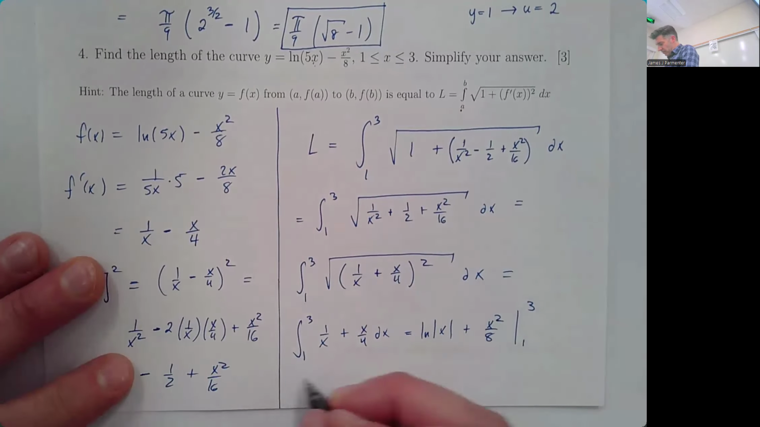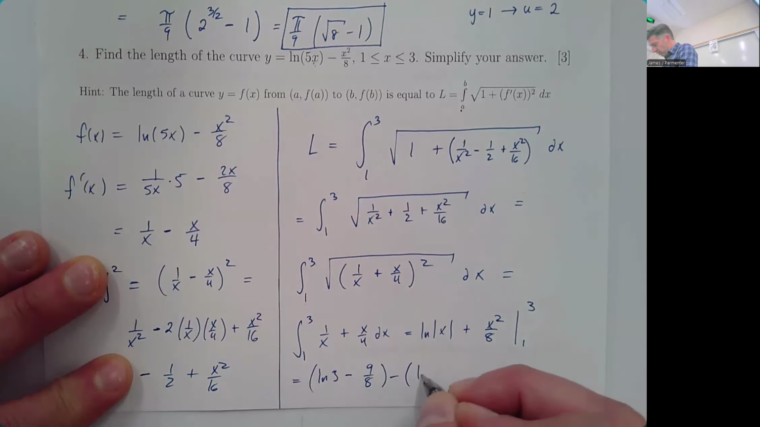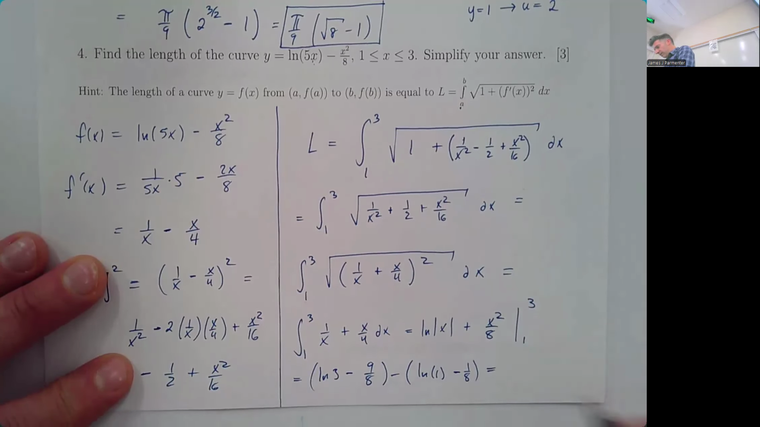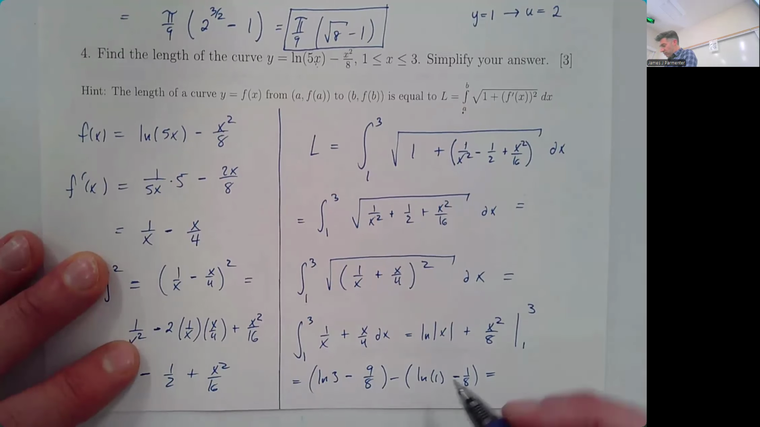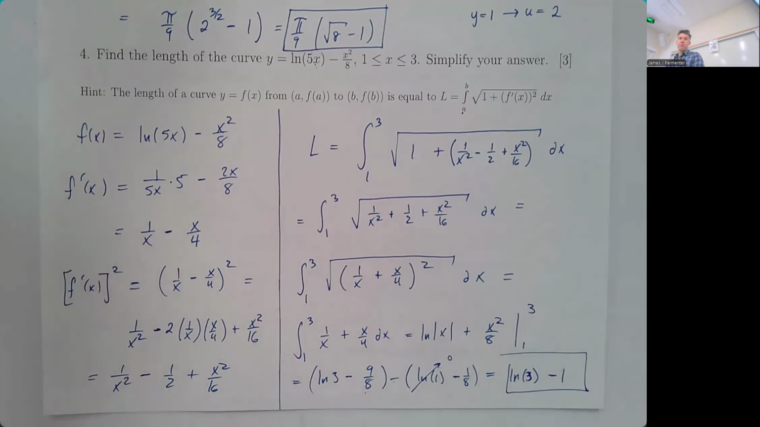And then we plug in and we get the natural log of 3 minus 3 squared over 8 minus the natural log of 1 minus 1 over 8. And simplifying this as much as possible, because that's what the instruction said, natural log of 1 is 0. Negative 9 over 8 plus 1 over 8 is negative 8 over 8, which is just negative 1. So this simplifies pretty nicely to the natural log of 3 minus 1. All right.